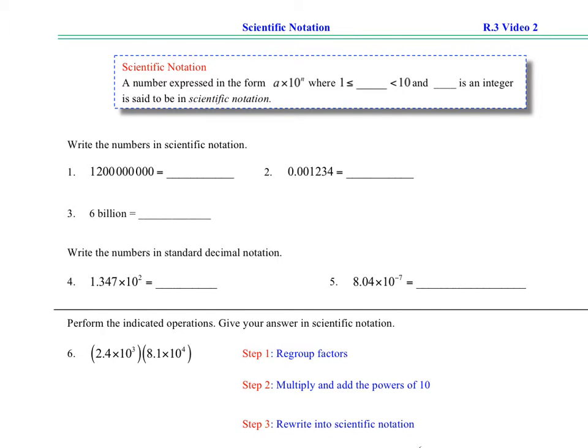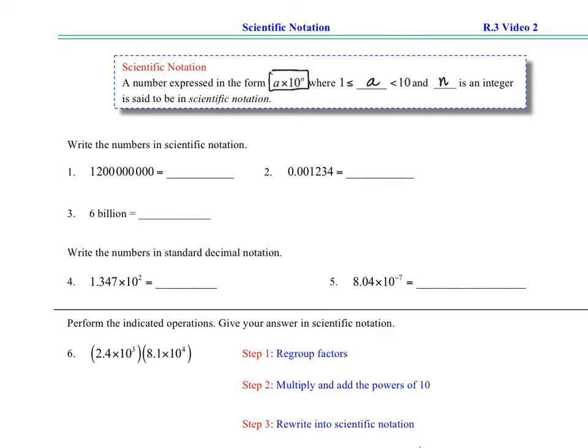We're going to look at scientific notation. So if you have some number, it can be a decimal between 1 and 10, and that's being multiplied by 10 to a power n, where n can be positive or negative, but it just needs to be a whole number. Then this is scientific notation.